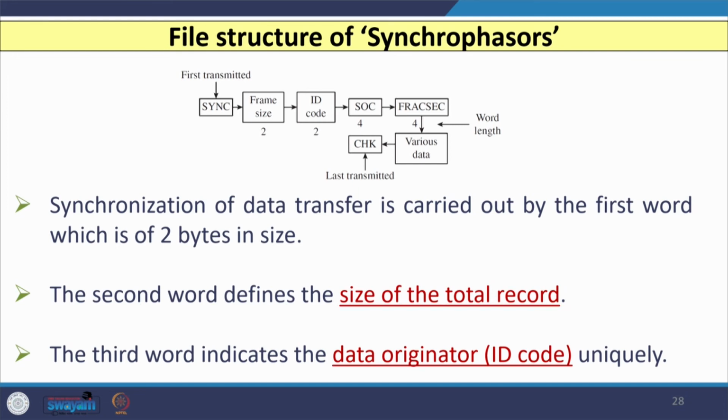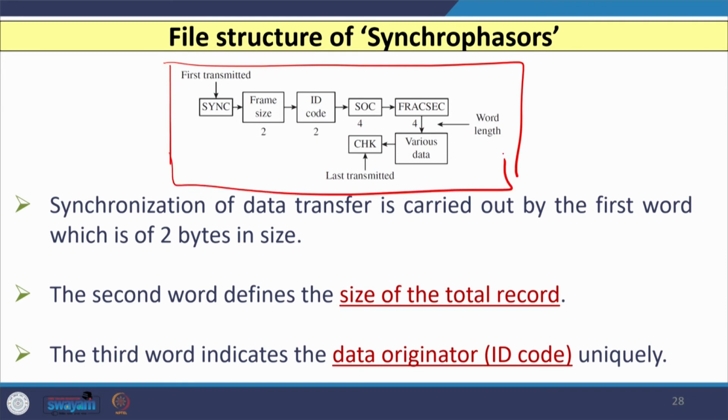So, you can see here the diagram where I have shown the file structure, the processing of each code with several bytes. When a file is transmitted by the PMU, it starts with the synchronization command. Synchronization, SYNC, is meant for the data transfer that is to be carried out, and it is the first word, which is of 2 bytes in size. The second, the frame size, is the word which defines the size of the total record.